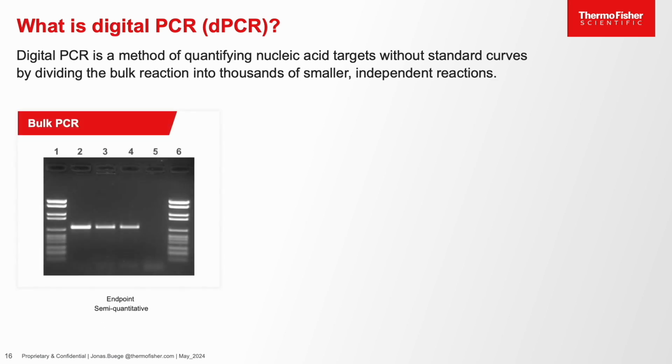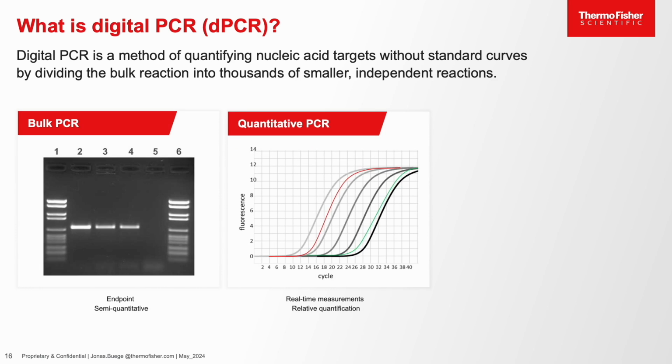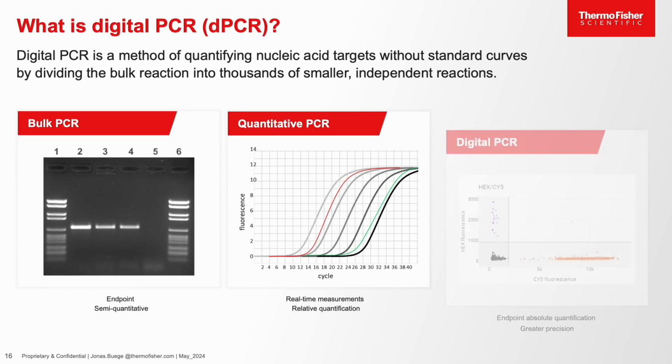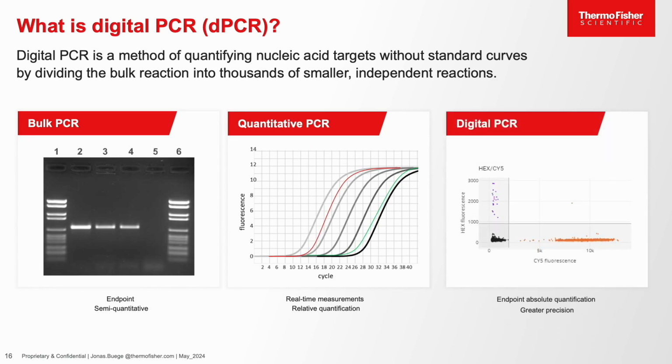Bulk PCR, very traditional, our bread and butter quantitative PCRs, and now digital PCR. Bulk PCR leverages endpoint data to provide a yes-no answer. Is the target of interest present or not? Quantitative PCR provides real-time measurements and requires the use of a standard curve to provide relative quantitative data. Digital PCR does not require a standard curve, and it's capable of providing absolute quantitation of known genetic targets.